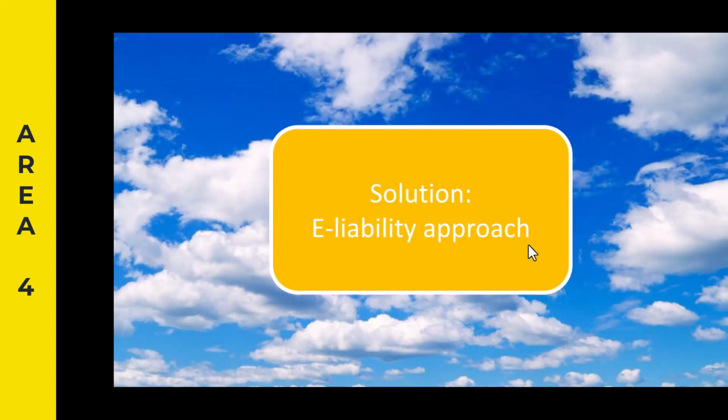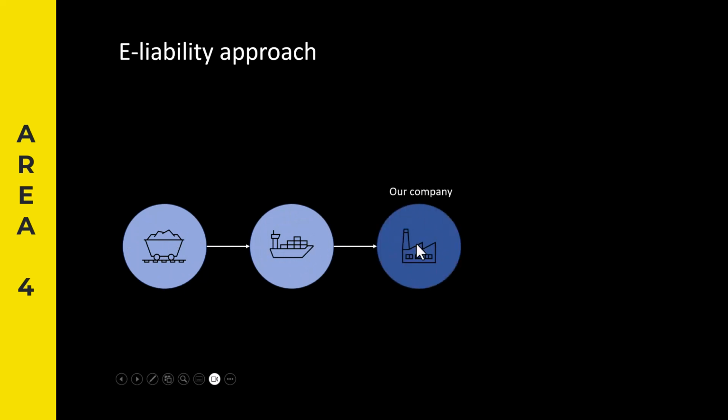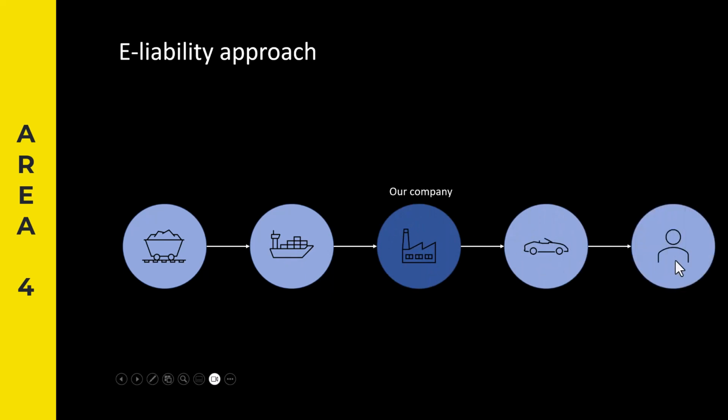So now, what could be a solution? The e-liability approach. And I will just give you a highlight of this approach. What does it mean? So let's assume we are a car producer, and a car producer needs steel for making the car. So this one is here the mining of the iron ore. Then after the iron ore is mined, it will be shipped maybe to Europe, to our company, and from our company we sell it to a merchant, and finally it ends up with the customer using our car.